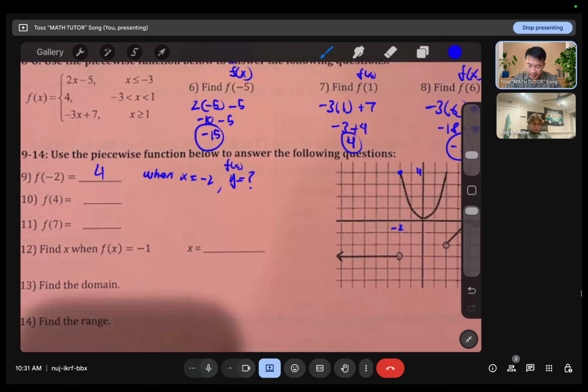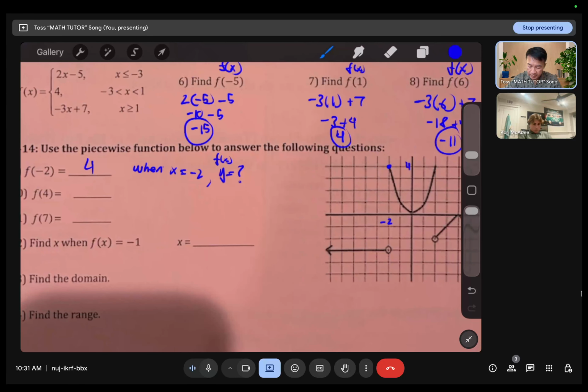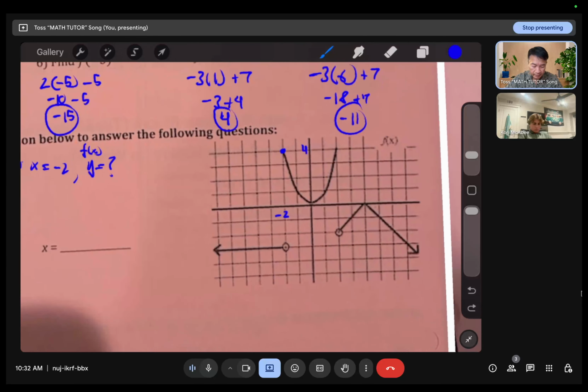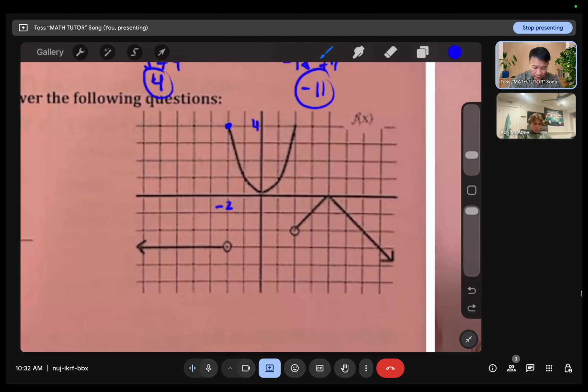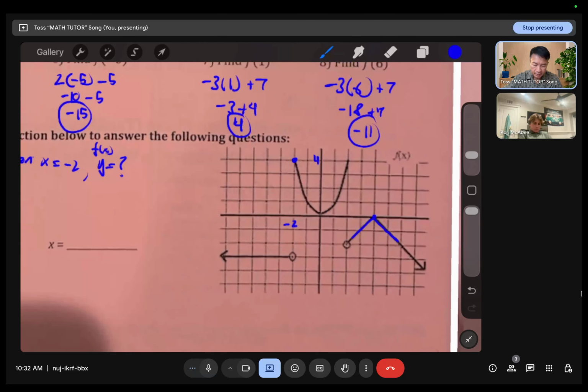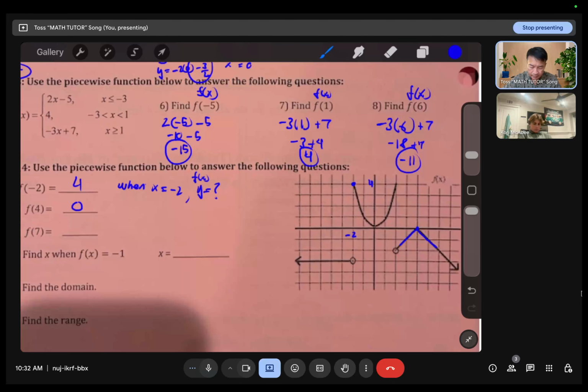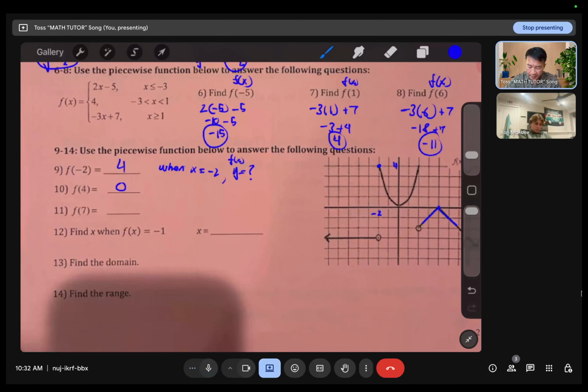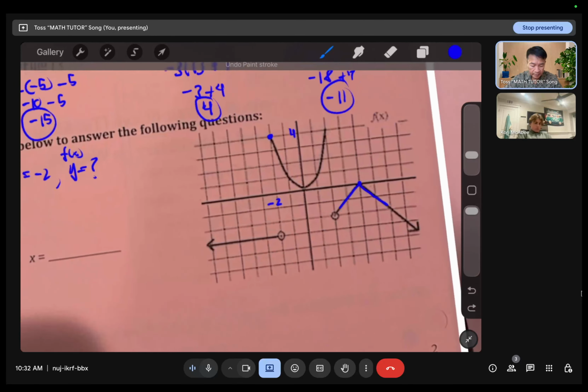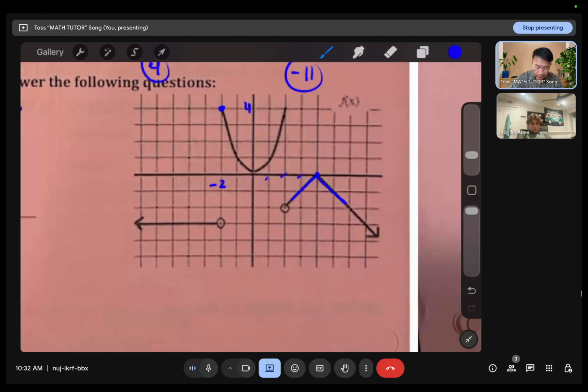Okay, and then when x is 4, we're doing this one. When x is 4, what is your y? Okay, 4 is here. Your y is 0. Is that okay? It's like the graph that looks like that. So the y is 0. Okay, when x is 7, what is your y? So 1, 2, 3, 4, 5, 6, 7. So the 7's right here. So your y is negative 3. Is that okay? Negative 3.